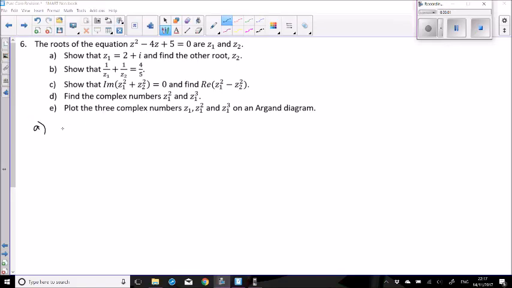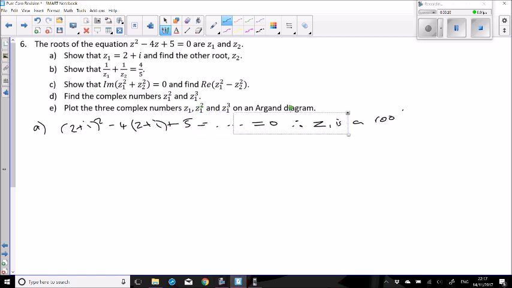Right, to start with this question, you've got to show that 2 plus i is a root, so you've got a few options here. You can sub in 2 plus i, show that's equal to 0, therefore it's a root.